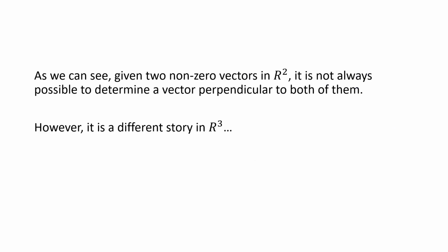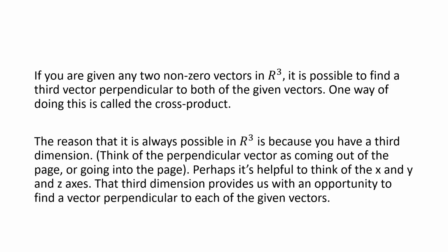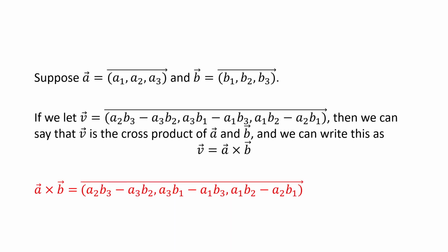However, it's a different story in R3. If you're given any two non-zero vectors in R3, it's possible to find a third vector perpendicular to both of the given vectors, and one way of doing that is called the cross product. The reason that it's always possible in R3, if you have two non-zero non-collinear vectors, is because you have a third dimension. Think of the perpendicular vector as coming out of the page or going into the page. Perhaps it's helpful to think of the x, y and z axes. The third dimension provides us with an opportunity to find a vector perpendicular to each of the given vectors.